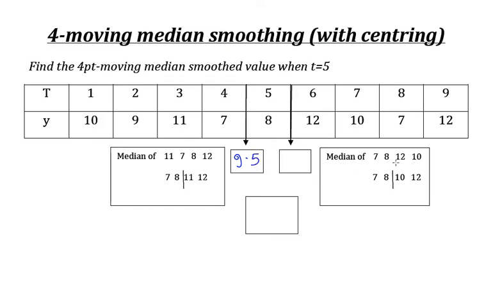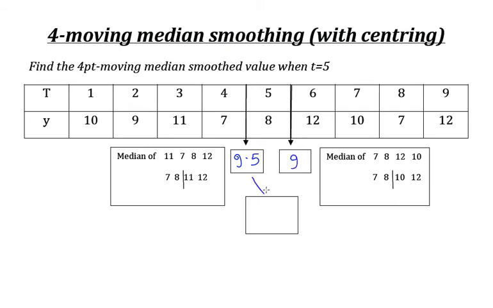For this one here, 4 points with the arrow in the middle of the 4 points, so 2 either side of the arrow, 7, 8, 12, and 10. When you order those, we get 7, 8, 10, 12. Middle of 8 and 10 is 9.